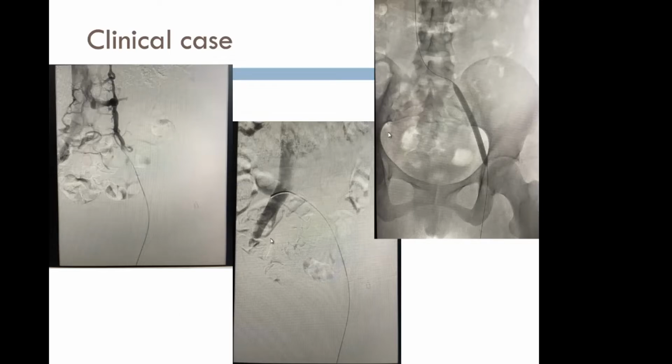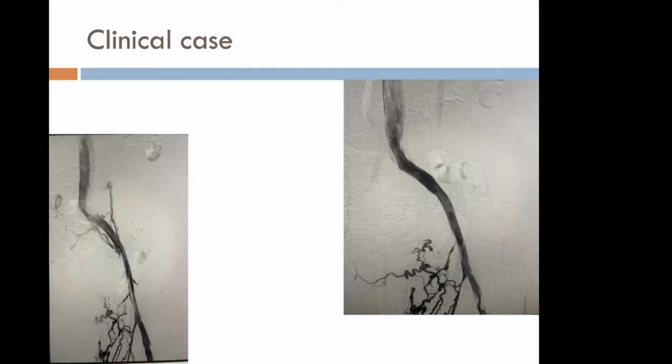Once we've opened it, on the bottom left side you can clearly see some flow into the IVC from the external and common iliac veins on the left-hand side. Then we went on to stent this lesion, and this was our completion venogram on the right-hand side of the screen. You can appreciate there's clear flow in that deep venous system now.